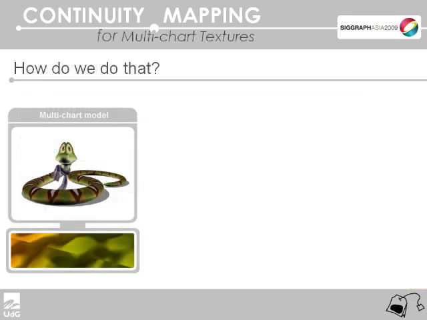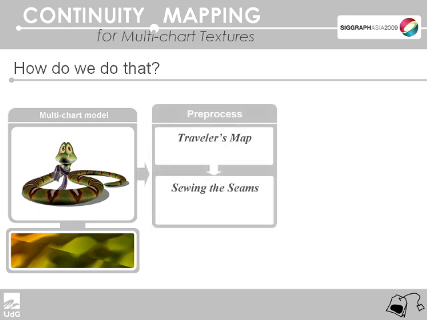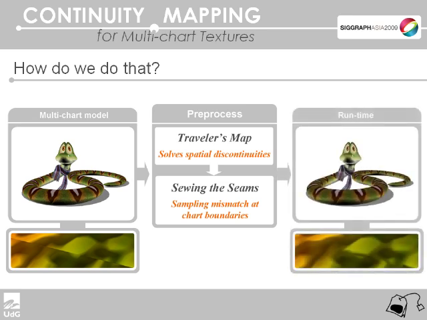Continuity mapping is composed of two related techniques: traveler's map and sewing the seams, which are built in a pre-processing stage. On the one hand, traveler's map solves the texture spatial discontinuity at chart boundaries. On the other, sewing the seams generates for each chart a thin border of filtering triangles in texture space, used to correctly interpolate and filter texture values at chart boundaries. Later, at runtime, texture discontinuities are eliminated.